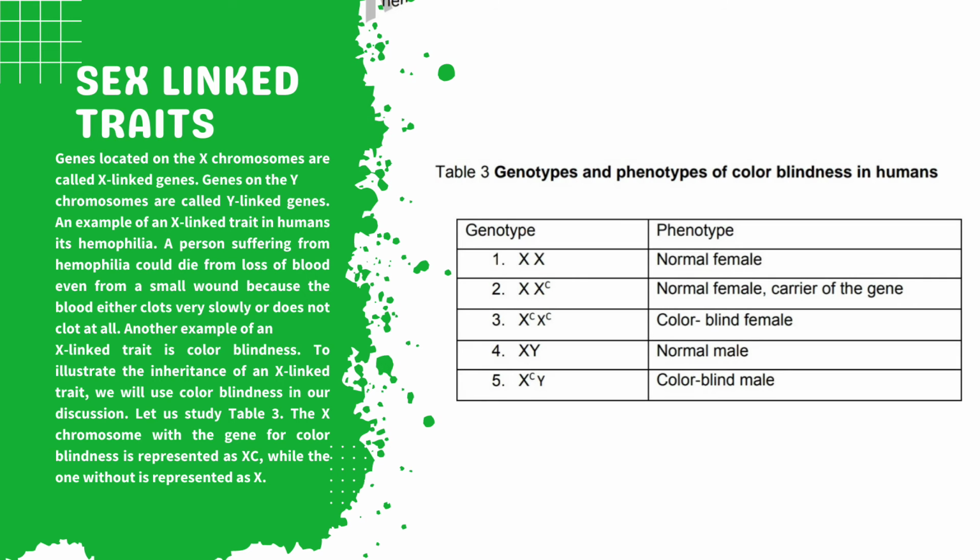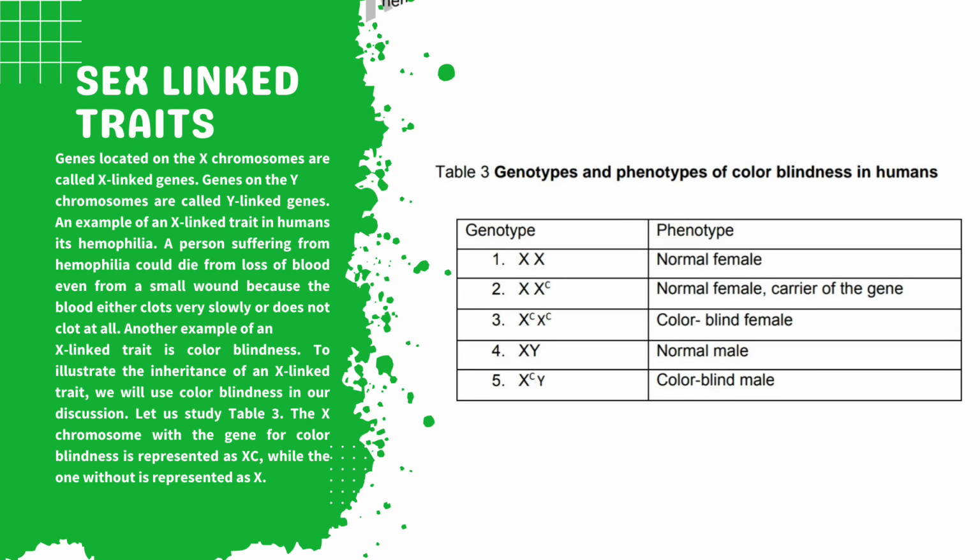Next, we have the sex-linked traits. Genes located on the X chromosome are called X-linked genes. Genes on the Y chromosome are called Y-linked genes. An example of an X-linked trait in humans is hemophilia. A person suffering from hemophilia could die from loss of blood, even from a small cut, because the blood either clots very slowly or does not clot at all. Another example of an X-linked trait is color blindness.